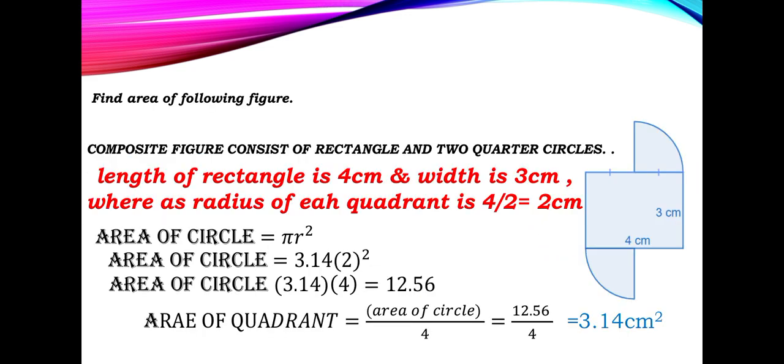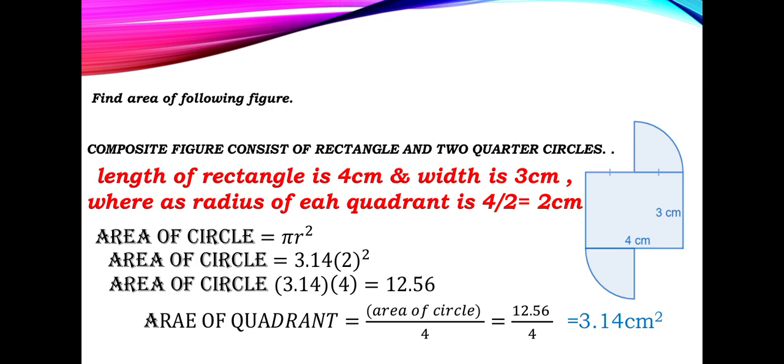The composite figure consists of a rectangle and 2 quarter circles. The length of the rectangle is 4 centimeters and the width is 3 centimeters, whereas the radius of each quadrant is 4/2, that equals 2 centimeters. Area of circle is equal to pi r square, so 3.14 times 2 square, which gives 12.56.